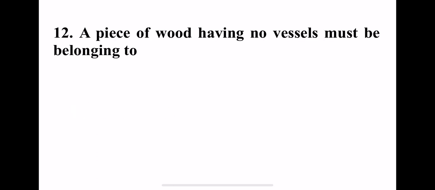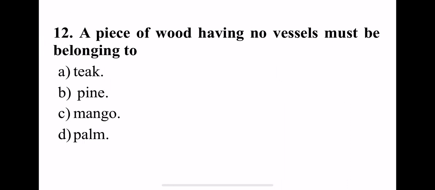A piece of wood having no vessels must belong to. If you remember the xylem, I was explaining about vessels. Vessels are absent in gymnosperms. If you look at this, teak is an angiosperm, mango is also an angiosperm, palm is also an angiosperm, pine is a gymnosperm. So the answer is pine.